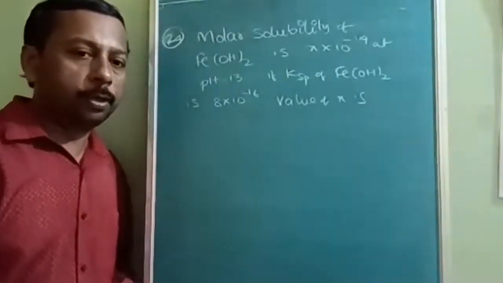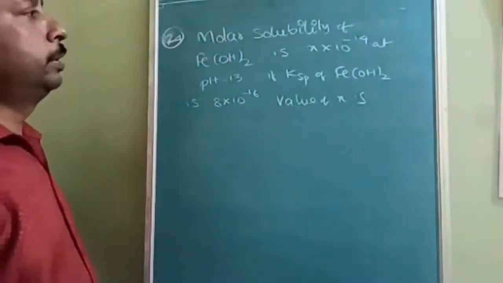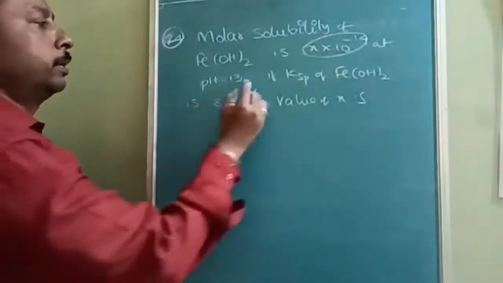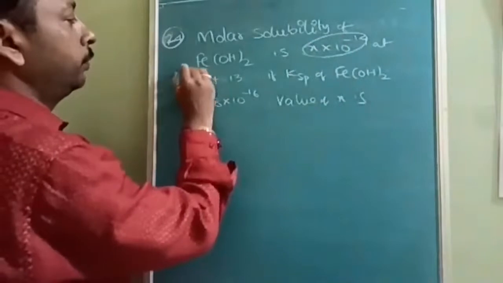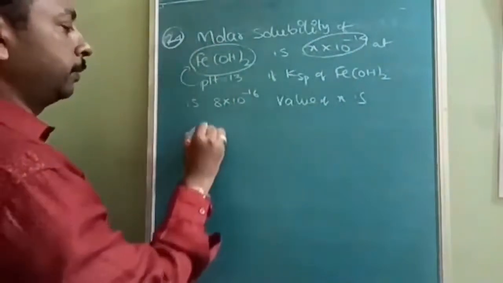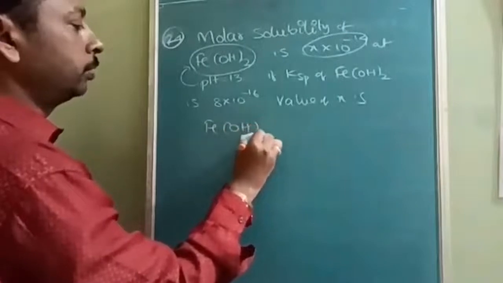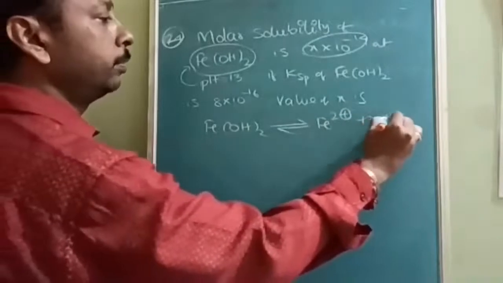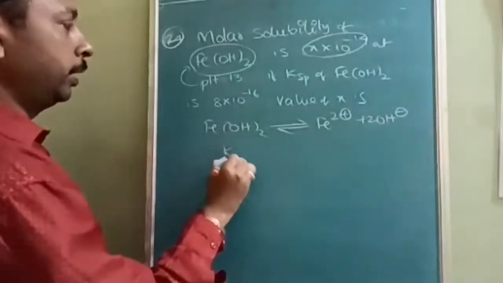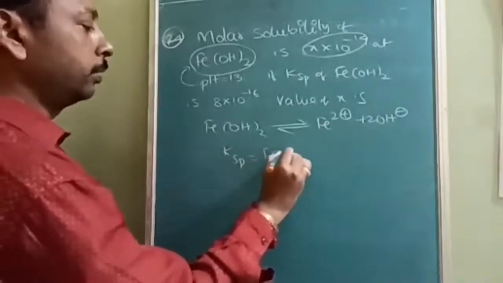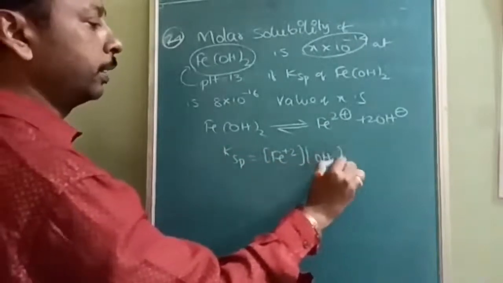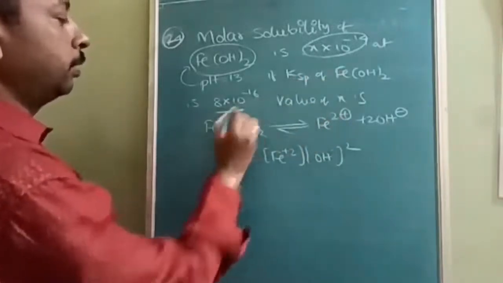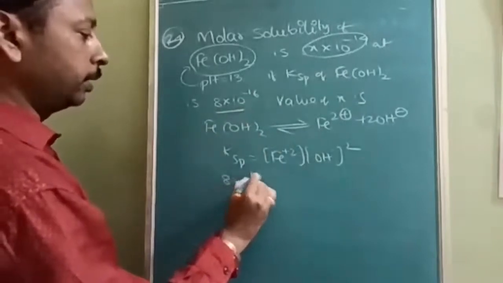Okay, here molar solubility of Fe(OH)2 is given. S is given. What is given? S is given. Then pH is equal to 13. See how confusing. pH is given, but it is a base. Okay. Fe(OH)2 reversible Fe2+ plus 2OH minus. Now here Ksp is equal to concentration of Fe2+ into concentration of OH minus to the power of 2. Ksp is how much? 8 into 10 to the power of minus 16.